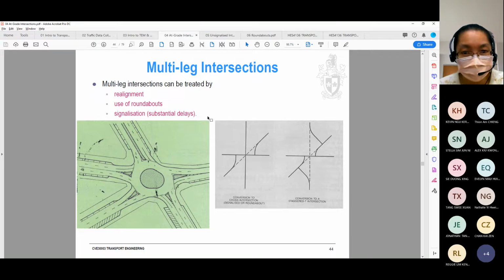And if it's multi-legs, usually the treatment is we try to avoid multi-legs, but if there is no choice, then we will have to use that. So for multi-legs, we can try to realign if possible. Realignment is one option, or we use a roundabout, or we can use signalized, but signalized is not that easy. You will have a lot of phases to design, and the timing that you allocate to green would mean red for others, which means delay for the rest. So you have a lot of delays for your road users.